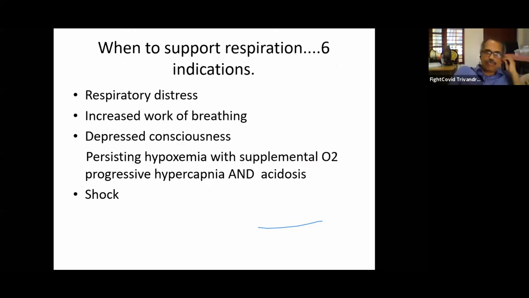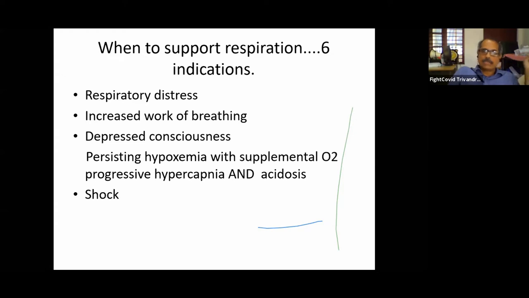that the patient is deteriorating. So the last question is, when do we support the respiration? There are 6 indications as far as community-acquired pneumonia is concerned. First, the work of breathing is very high and the patient is in distress. Always consider mechanical ventilation, because the patient can soon go into exhaustion and respiratory arrest. Similarly, when there is an increased work of breathing as evidenced by too much tachycardia, tachypnea, sweating, usage of accessory muscles, the work of breathing is too high and the patient is soon going into respiratory arrest.